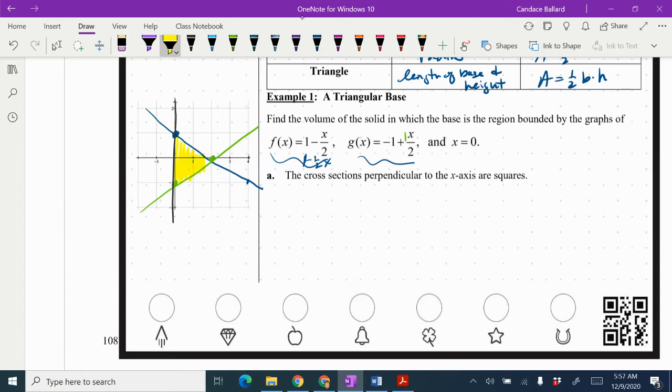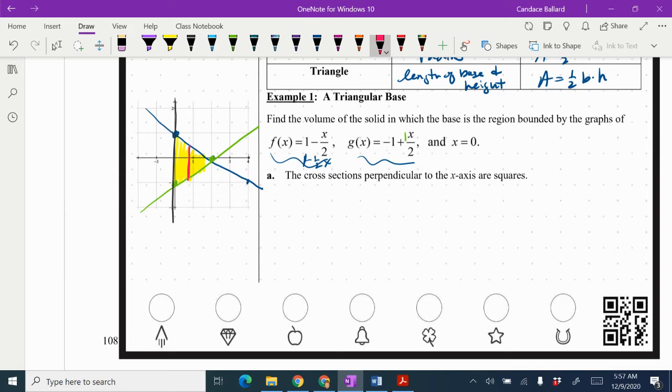It's saying in part A that the cross sections perpendicular to the x-axis are squares. So I would use my square formula, but in order to use my square formula, I need to know what the length of my side is, or the length of my base is. So what I'm basically looking at here is how do I get from here to here?